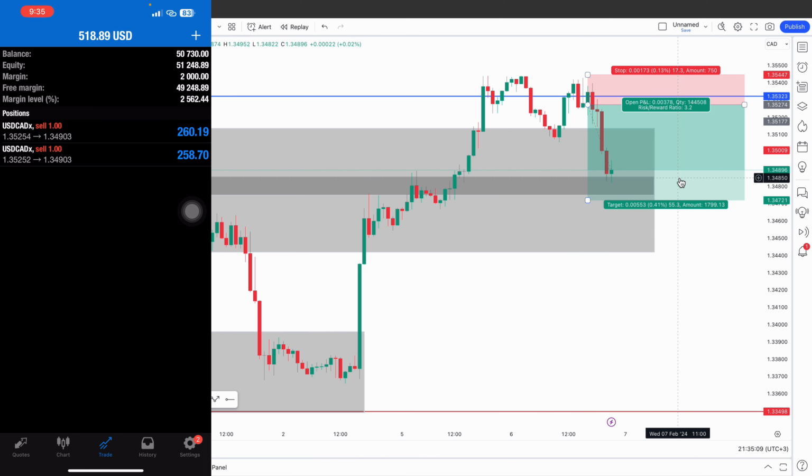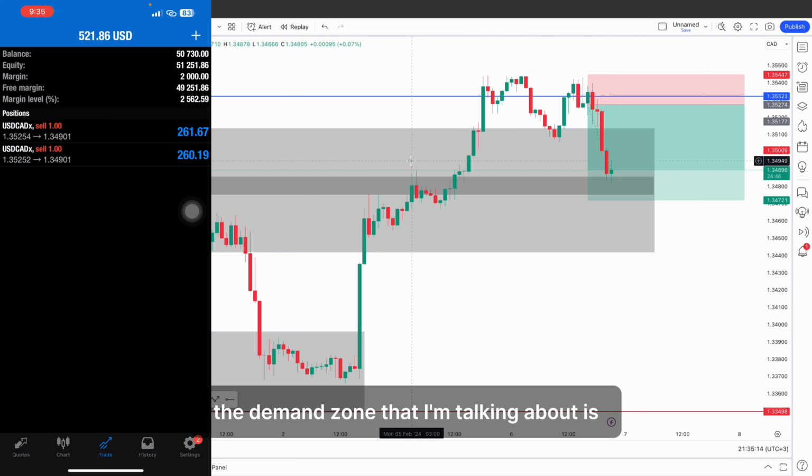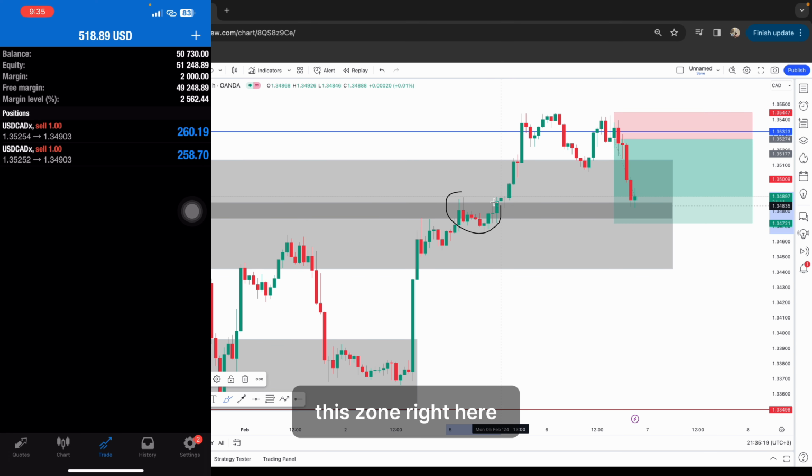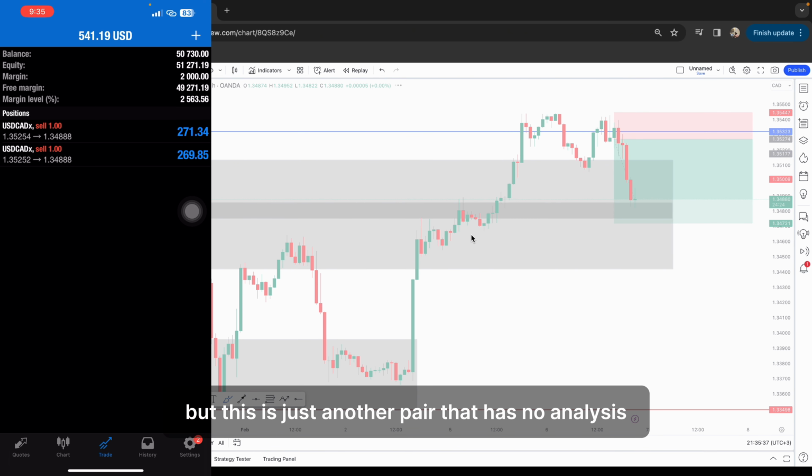One of the key things is that we had a demand zone in here. The demand zone that I'm talking about is this zone right here, traders. This zone caused an upside move to the upper side. Now, as price went up aggressively, it left a fair value gap in here, and I'm going to show you that. So let's go to a pair that doesn't have any analysis so that I can show you. This is still USD CAD, but it's just another chart that has no analysis.